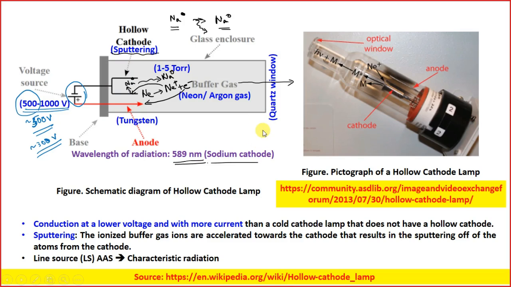Now what is the advantage of this radiation? The advantage is that every time you put on this lamp, you will be getting 589 nanometer radiation out from this lamp. So this is the main advantage. Another advantage is that you will not need a monochromator.